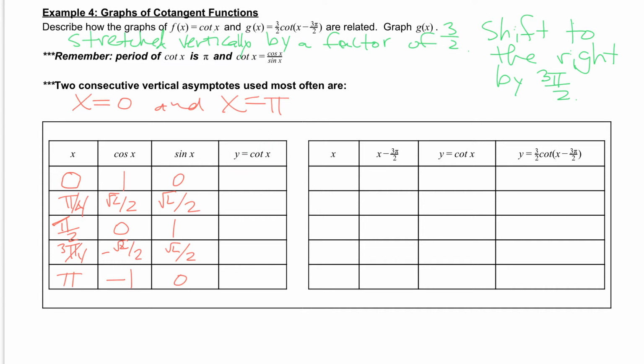To get the cotangent, we're dividing the cosine by the sine. 1 divided by 0 is undefined. Then we have square root of 2 over 2 divided by square root of 2 over 2, which is 1. 0 divided by 1 is 0. Negative square root of 2 over 2 divided by square root of 2 over 2 is going to be negative 1. And finally, we have negative 1 divided by 0, which is undefined.